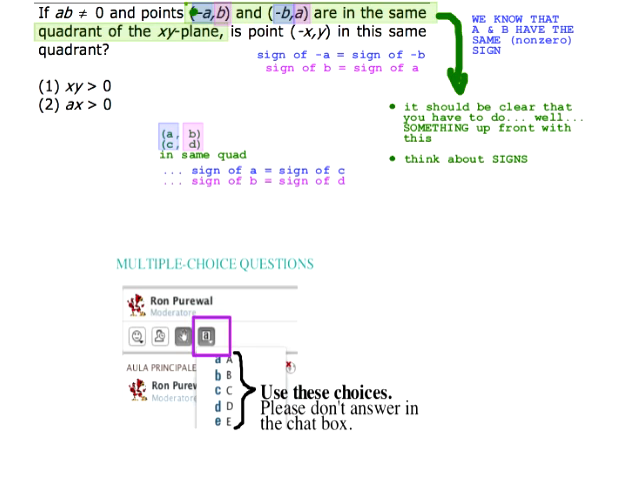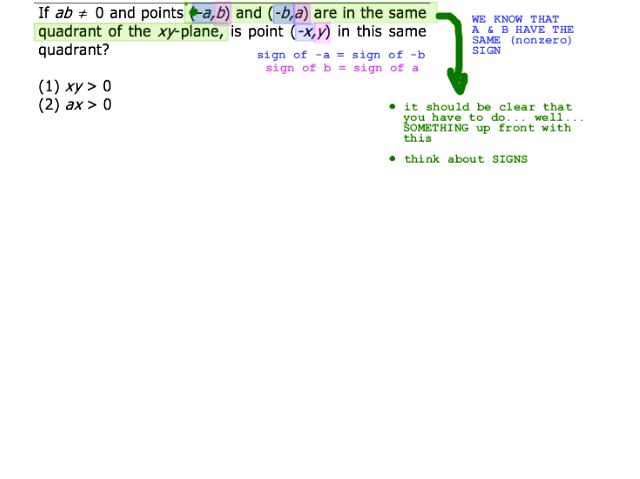Okay. So then, is the point negative x comma y in the same quadrant? That means negative x has got to be blue also, and y has got to also be pink. So let's get rid of that over there.